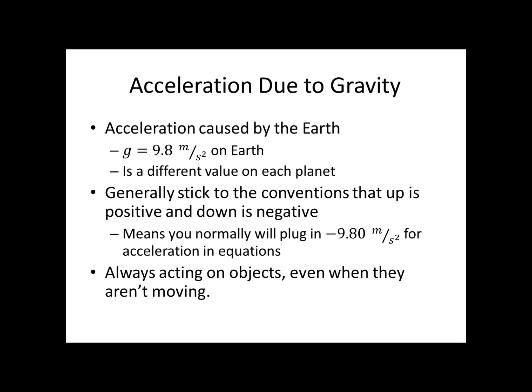Now, every object on Earth is trying to accelerate down at this rate, even when they aren't moving. So if you throw an object up into the air, as soon as it leaves your hand, it's slowing down at 9.80 meters per second squared. At the very top of its motion, it stops just for an instant. It's still being pulled down at 9.80 meters per second squared.